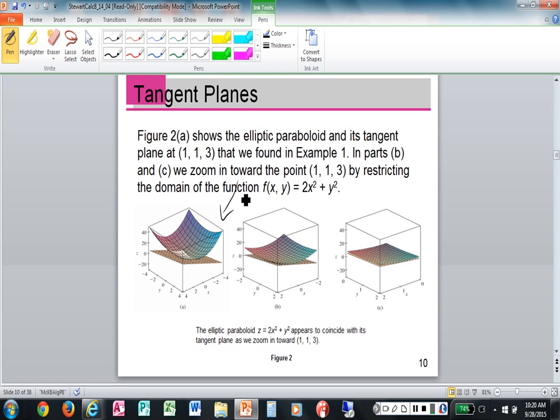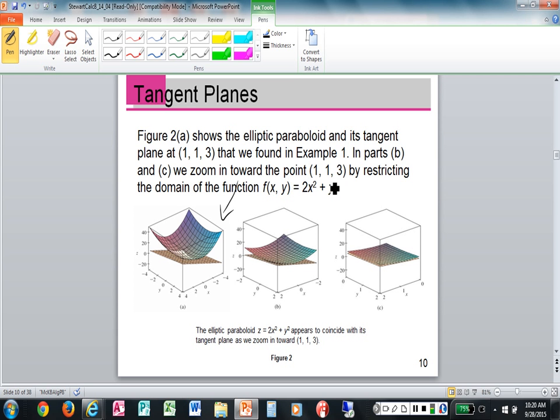That's your tangent plane, and the curve, and they oriented it. We've got the y-axis coming to us, and the x-axis meeting there in the middle. Z-axis is up. So we've got the curve, elliptic paraboloid, they're calling it. And then they've also graphed this tangent plane at 1, 1, 3. So you can see it's just skimming the surface there.